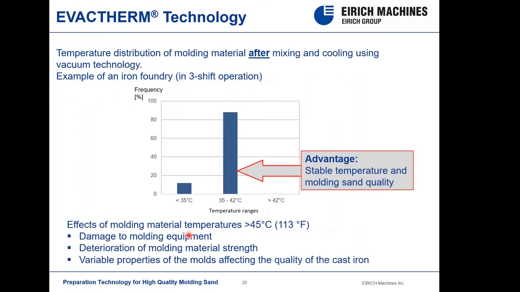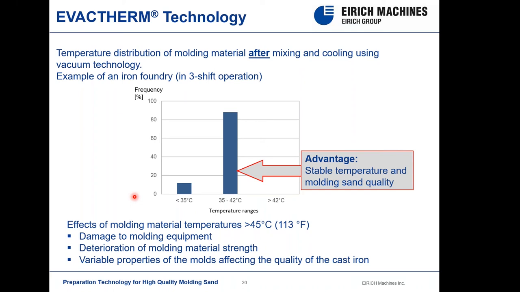After using our technology, we see that 82% of the sand is between 35 and 42 centigrade, and less than 15% of the sand is lower than 35. As you know, we want to be using cooler sand before going into the molding machines, because if we don't do that, we can get these problems.